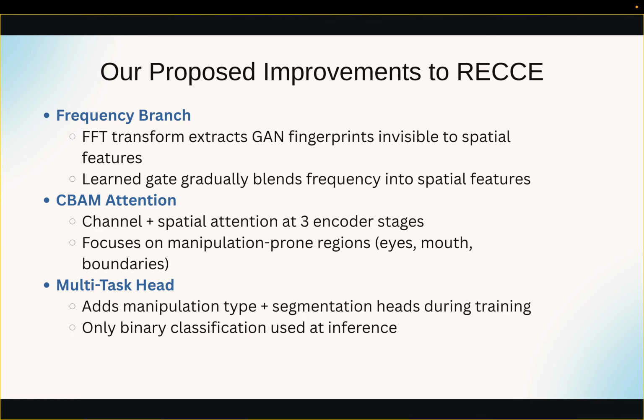Okay, our plan had three pillars: a frequency branch using FFT to catch GAN fingerprints invisible in the pixel space; CBAM attention to focus on the manipulation-prone regions like eye and mouth boundaries; and a multitask head that adds manipulation type and segmentation supervision during training, with only binary classification at inference. In milestone 1, we added the frequency branch and improved training with augmentation, more frames, and higher dropout.